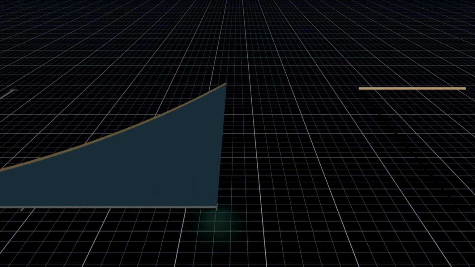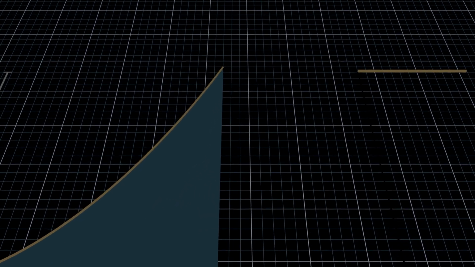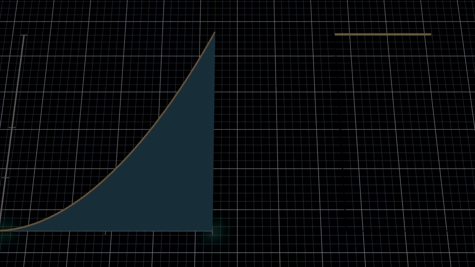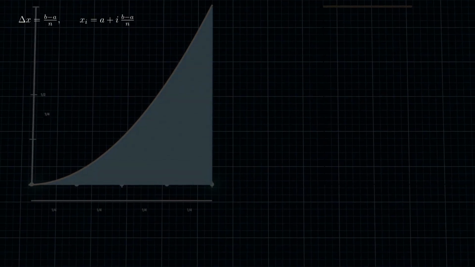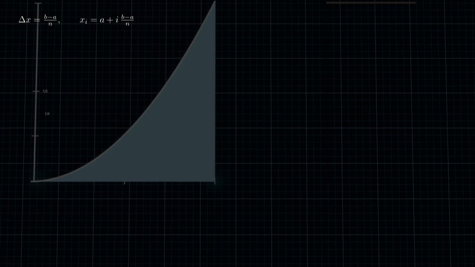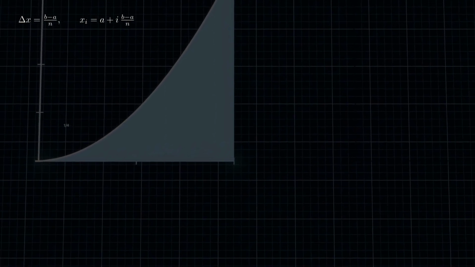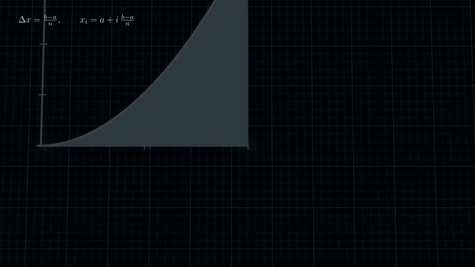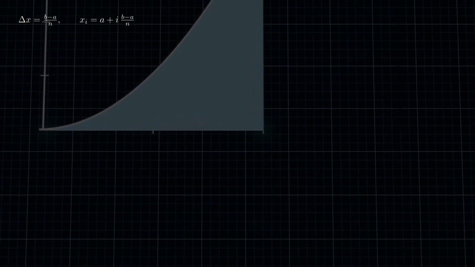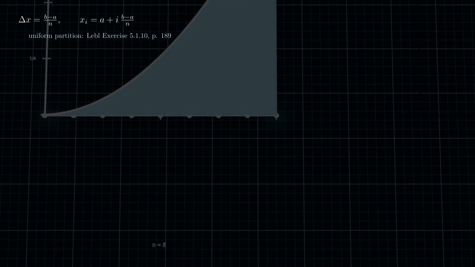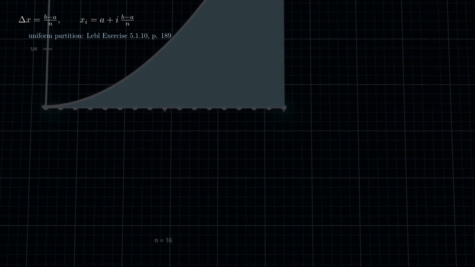Now, a curve. For that, we need one more piece of machinery. A curve wants a partition we can write down for every n at once, and let n do the work. So cut the interval a to b into n strips of equal width. Each width is b minus a over n, and xi is a plus i times that width. Our Lebl calls this a uniform partition.